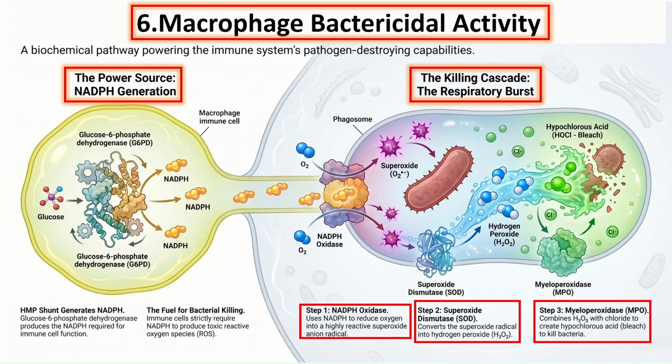Once NADPH is produced, that NADPH is used to reduce the oxygen to form superoxide radicals. Then superoxide dismutase converts these radicals into hydrogen peroxide. The hydrogen peroxide combines with the chloride ions to create the hypochlorous acid, which can kill the bacteria. This is the bactericidal activity.